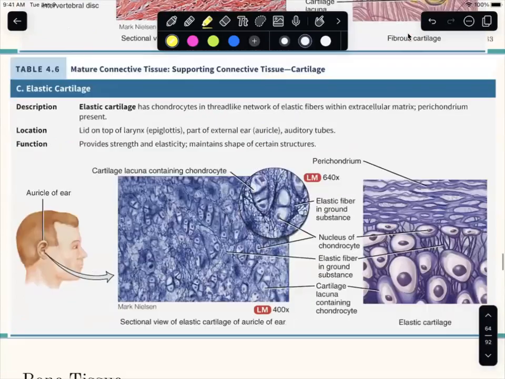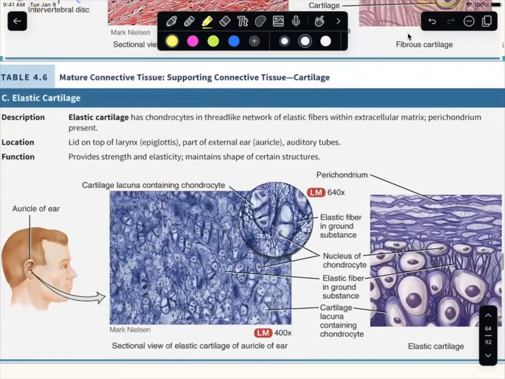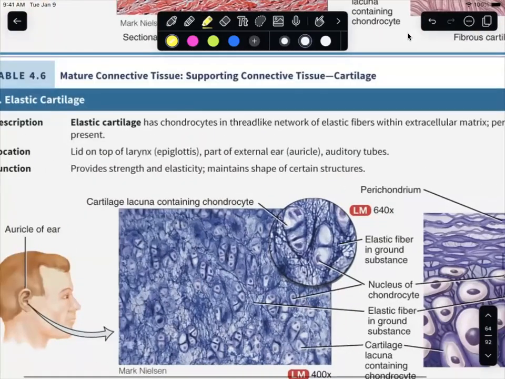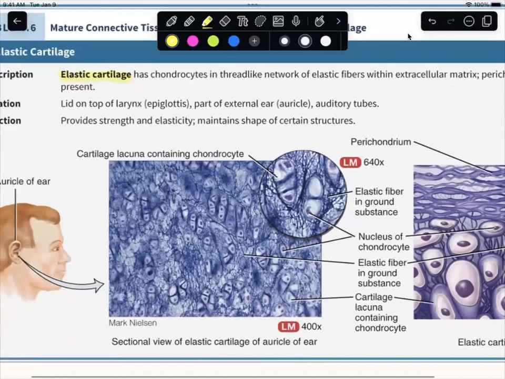Our last type of cartilage is elastic cartilage. Again, we have these chondrocytes here, in a different color since this is blue. But what makes this different is that in the ground substance between all these cells, we have lots of elastic fibers.